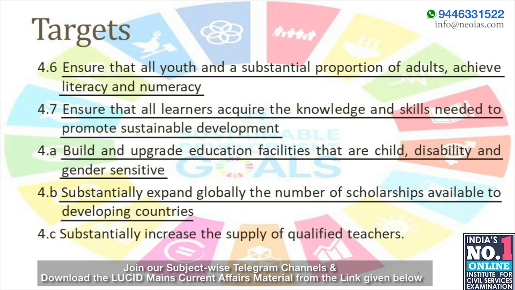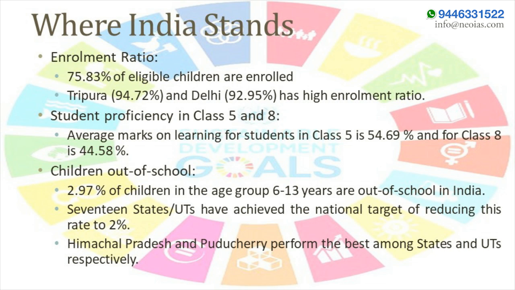And the third one is to substantially increase the supply of qualified teachers. So, where does India stand on this goal? First, in enrollment ratio, 75.83% of eligible children are enrolled in schools at elementary and secondary levels. All states and UTs are yet to achieve this target of 100% enrollment.